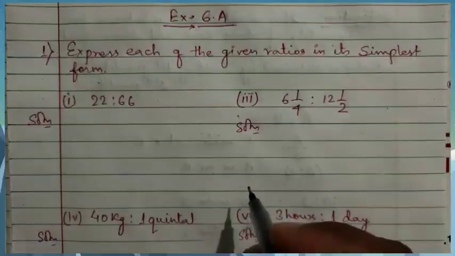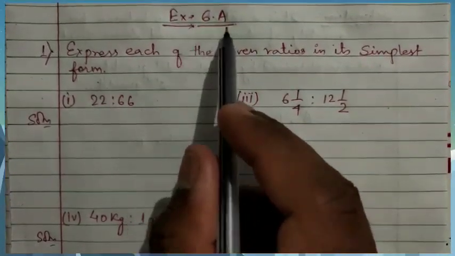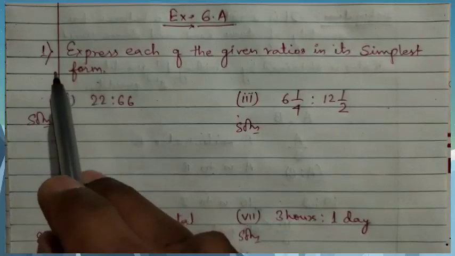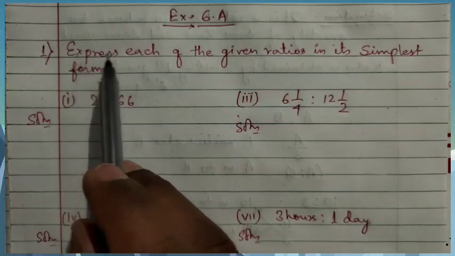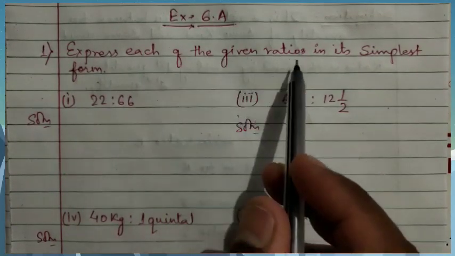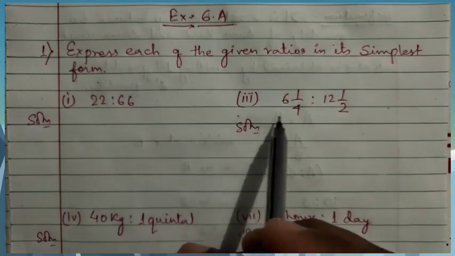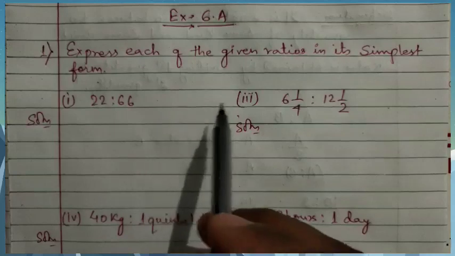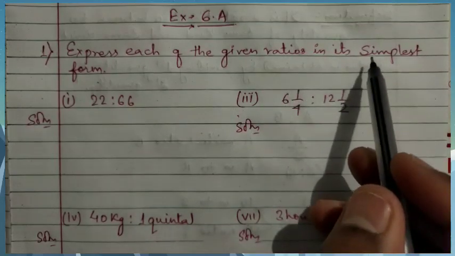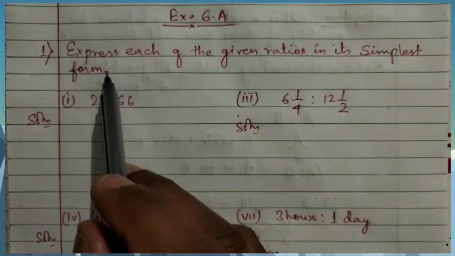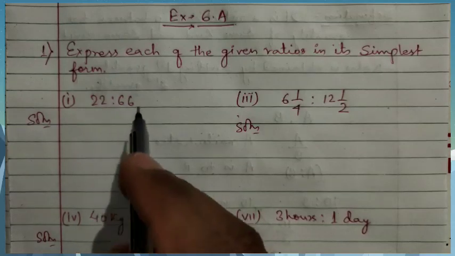Now let us start our exercise 6A. In 6A, the very first question is saying express each of the given ratio in its simplest form. In this question some ratio is given and we have to express this ratio into simplest form. It means we have to reduce this ratio.